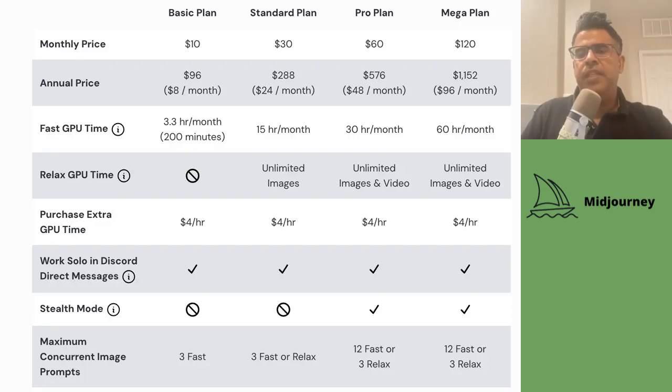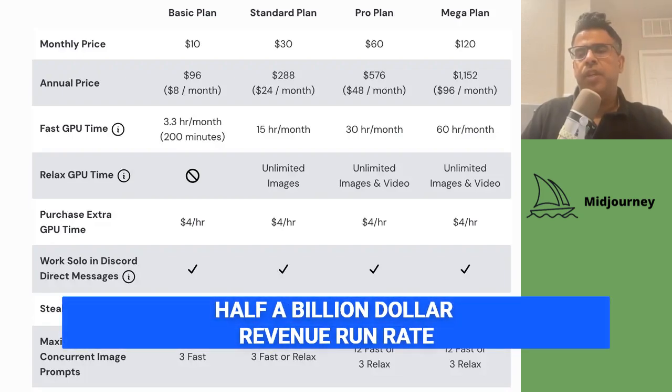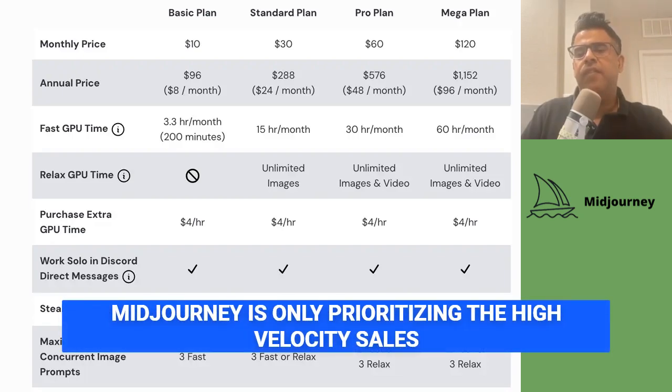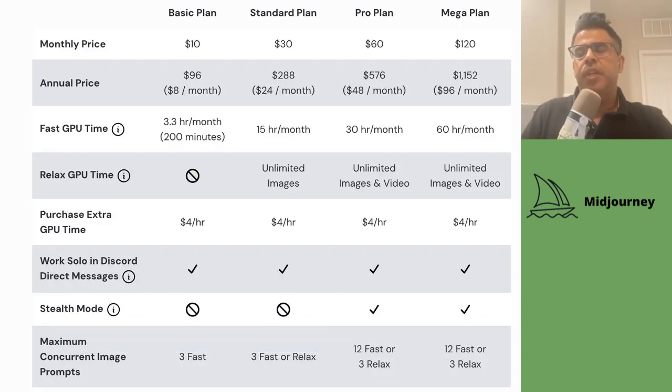Now, be that as it may, they are already at a $500 million revenue run rate, which they have accomplished since their inception in 2021. So you may say that maybe they don't even need that business. And that is probably what they're doing. They're prioritizing the high velocity sales, and they're maybe not caring too much for the custom enterprise sales.